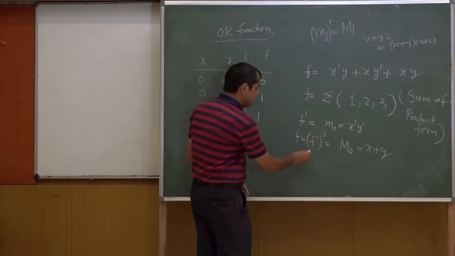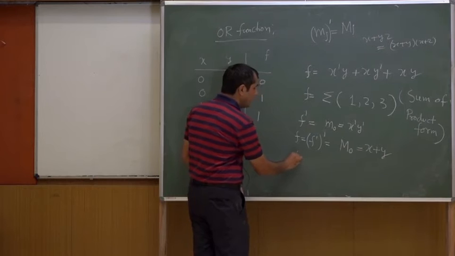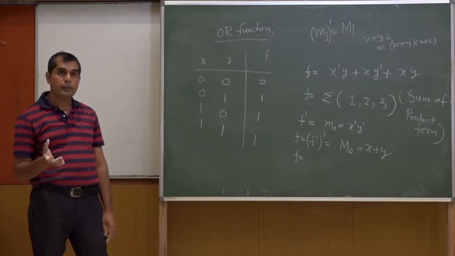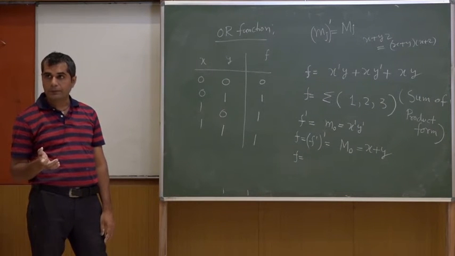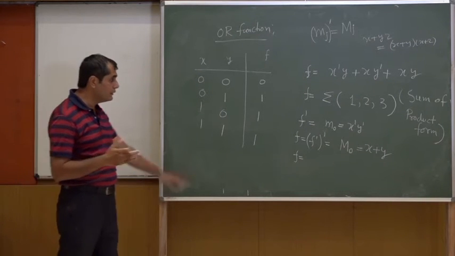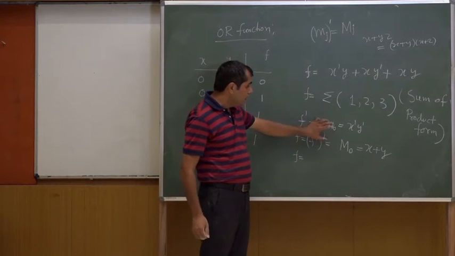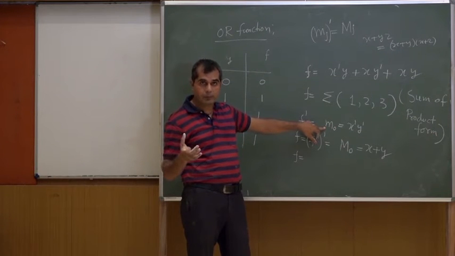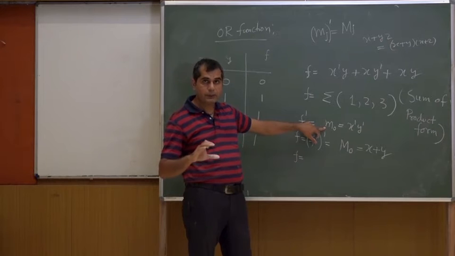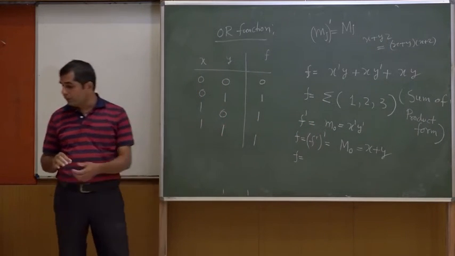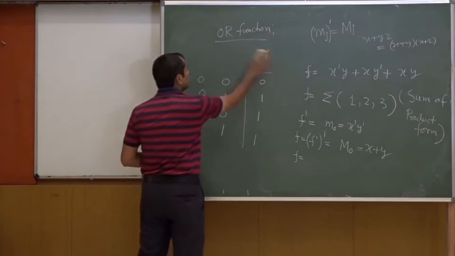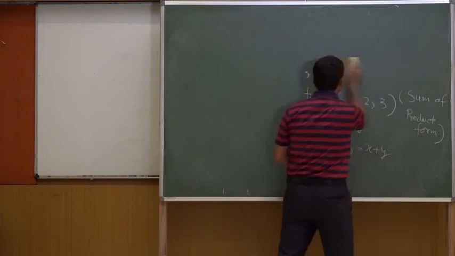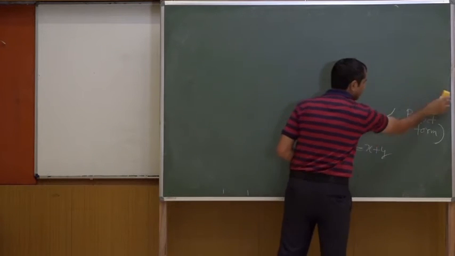So you see here that a function can be written either as a sum of min terms or as a product of max terms. Since here there is only one max term, it is not very obvious. In the next example, we will take more max terms, and this statement becomes very clear. So now let's take an example based on three variables x, y, z, and try to write the functions in terms of min terms and max terms.